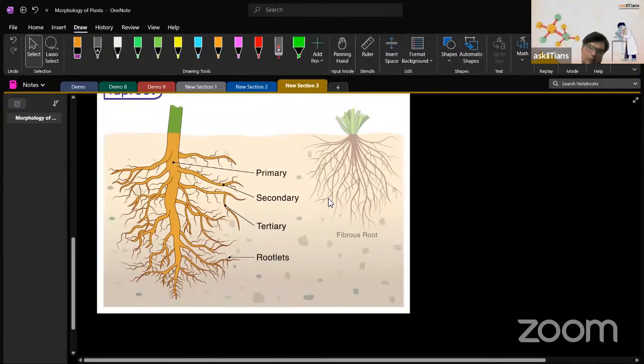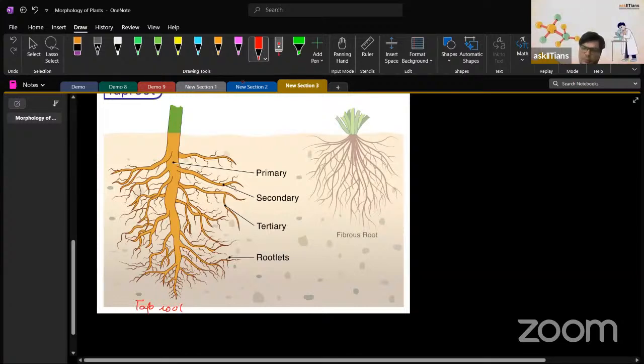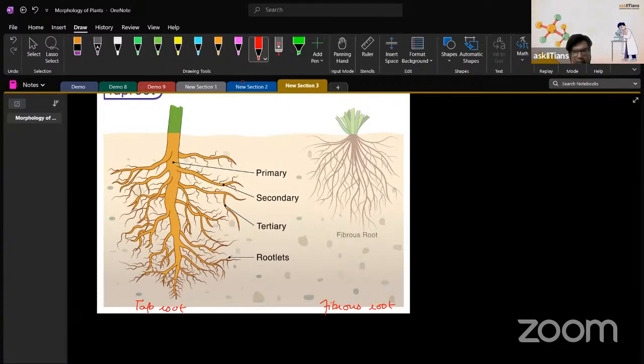Let's write it down, and this one is the fibrous root, right? So basically, the taproot system. First of all, what can you see from the taproot system? In the taproot system, we have the primary root, then we have the secondary root, and you need to understand what I mean by that.